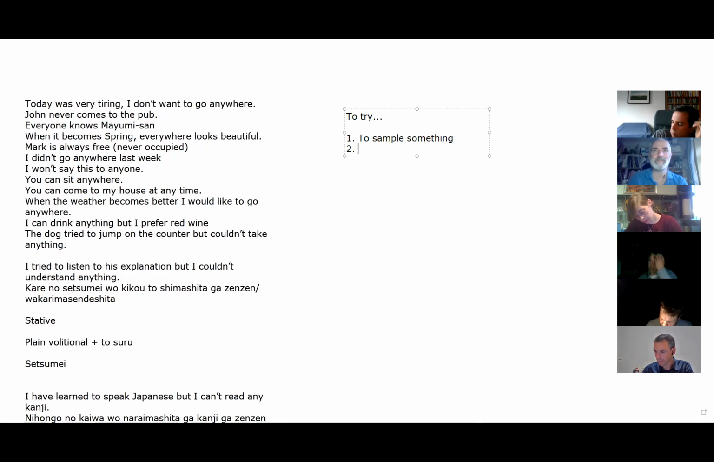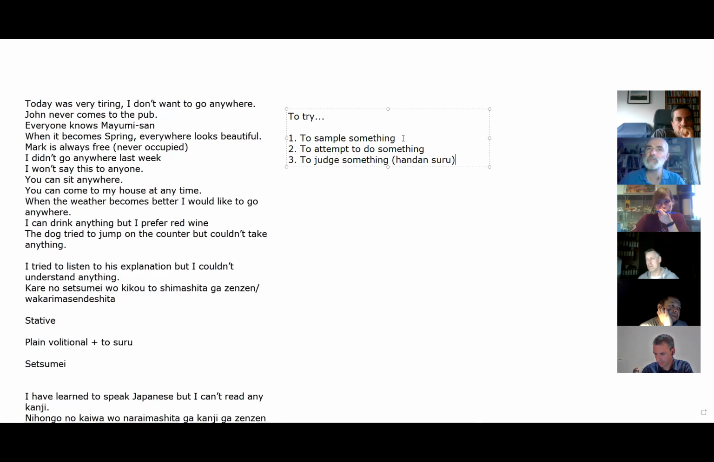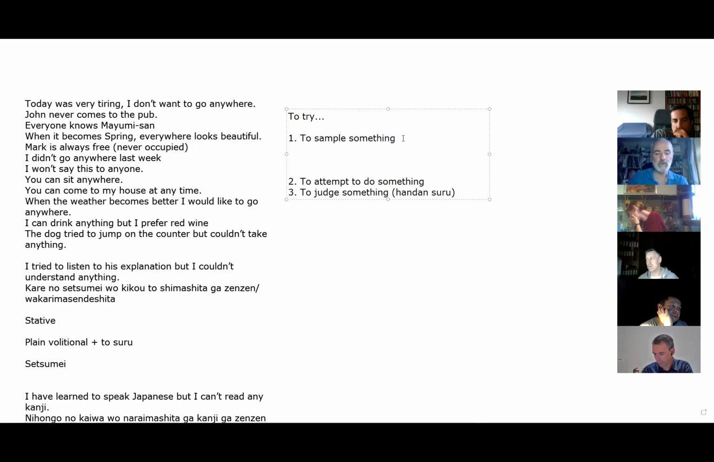The other one is to attempt to do something. And the other one is to judge something. We won't worry about the third one because that's just simply the verb handan suru, or like shimpan suru, that kind of thing. But to sample something, this is normally when we use te mimasu. So, for example, tabete mimasu.